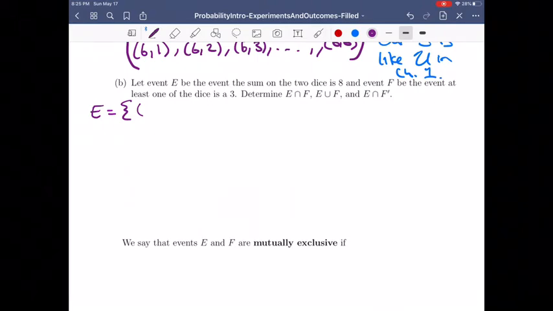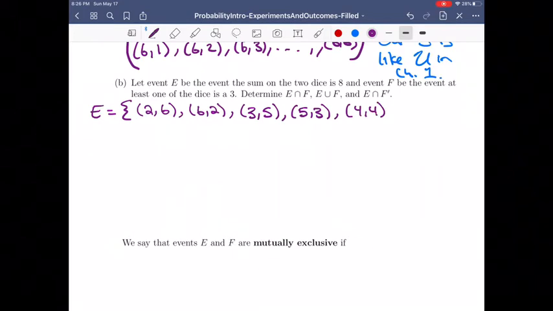Now, if I have a 1 occurring, I need it to match with a 7 in order to sum to 8. 7's too large to appear on the dice, so I don't have that. But I could have a 2 and a 6, which also means I could have a 6 and a 2. Remember, those are different outcomes of our experiment. Now I could have a 3 and a 5, or a 5 and a 3. And then lastly, I could have 4 and 4. I don't need to rewrite this one in the other order, because it's exactly the same. If I have a red 4 and a blue 4, and I switch it, I have a blue 4 and a red 4. It's the exact same roll. So that's what's in E.